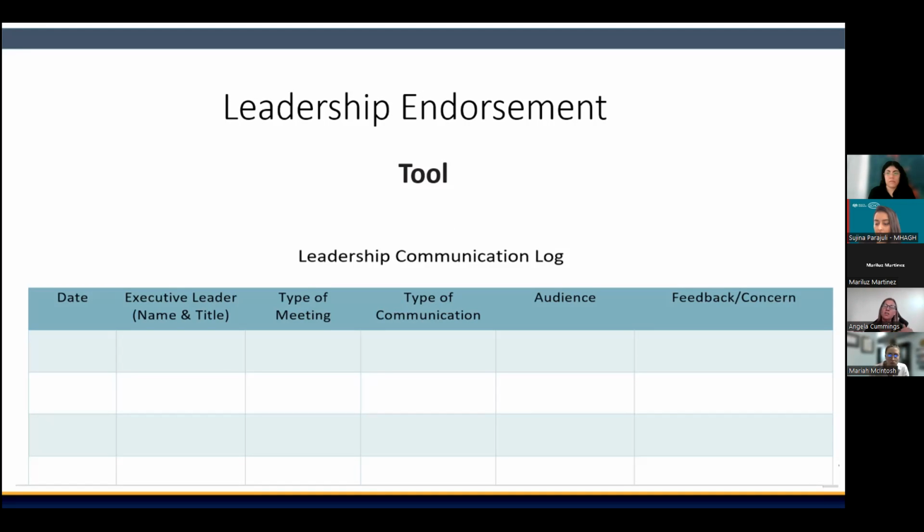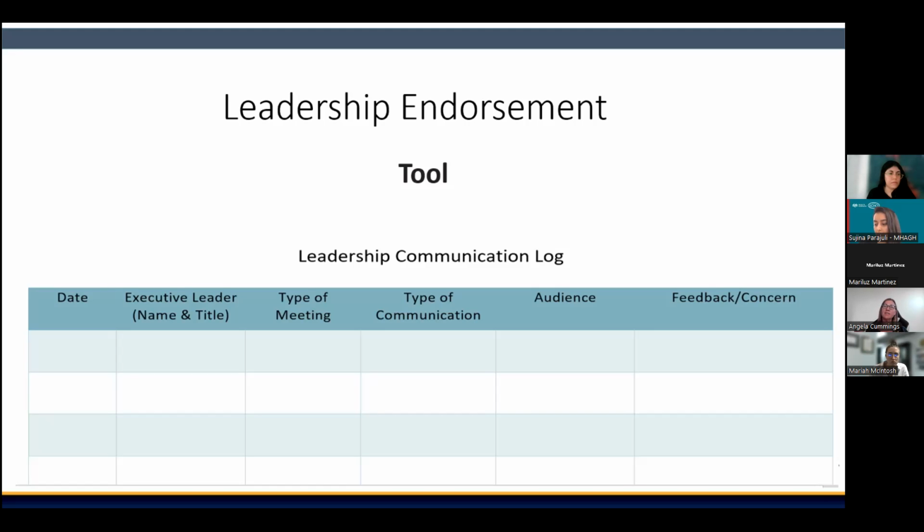And then from this log, you can get a real simple count. You can get a quick, oh, there were 10 examples or 10 instances of leadership endorsement for our integrated behavioral health initiative. But then you can also look at who's doing that. Is it just one of your executive leaders? Is it a variety? Do you have something from the CEO, something from the COO, something from the CFO? Like, are they all sharing in the endorsement, or is it only coming from one person?